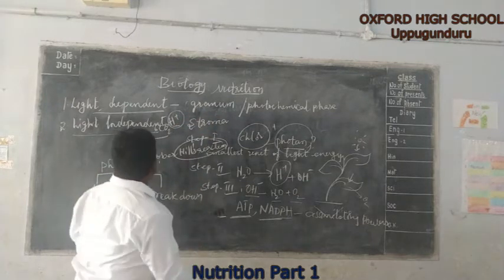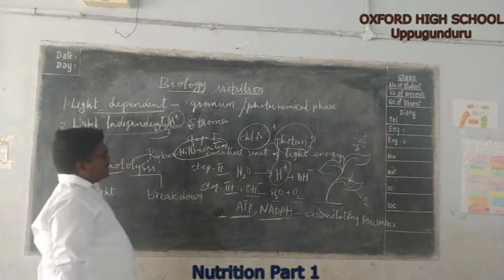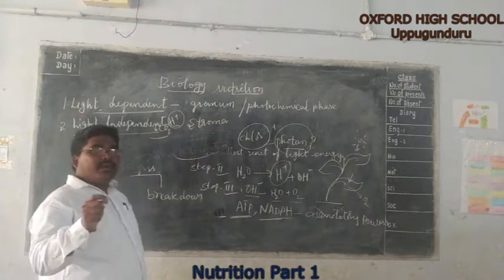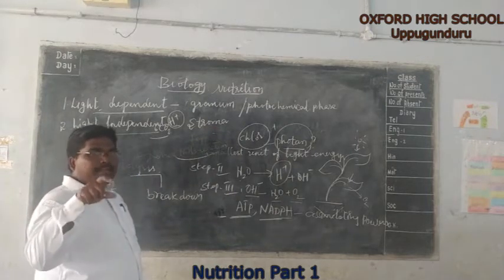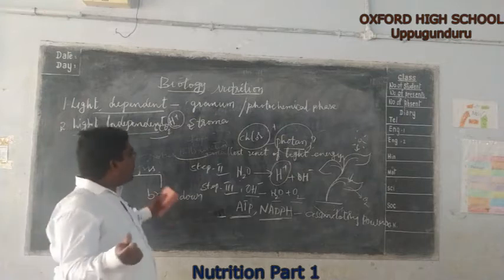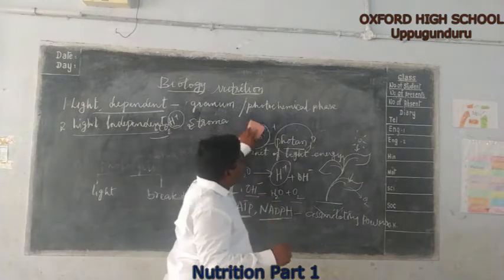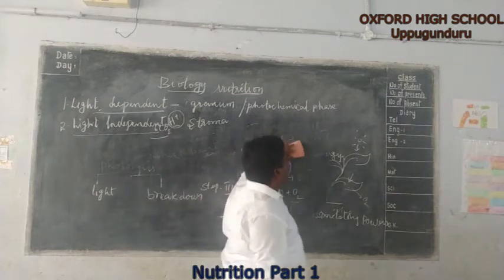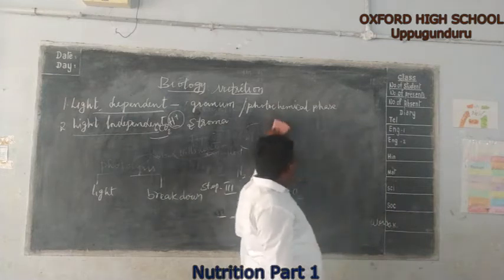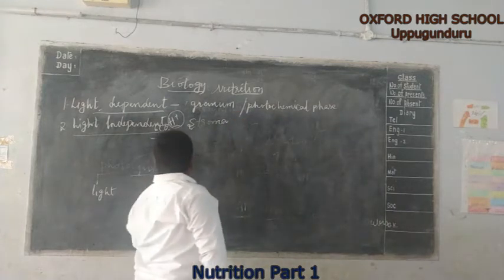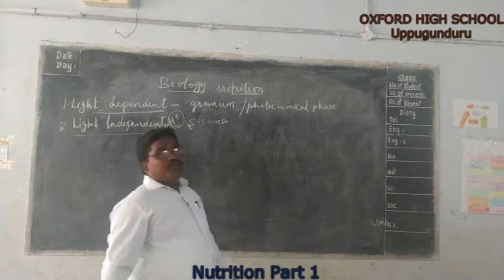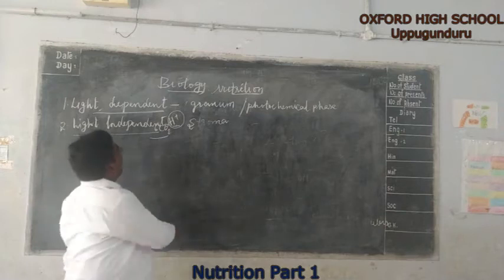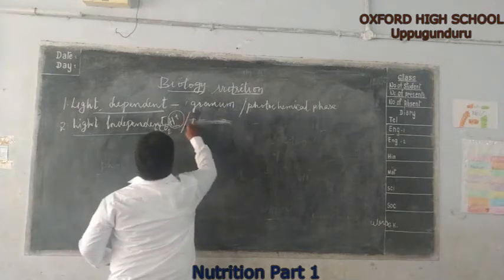Now I am going to explain light independent reactions. What is the meaning of light independent? Independent means they are not depending on others. So this reaction does not require light. The reactions which do not require light are called light independent reactions or dark reactions.